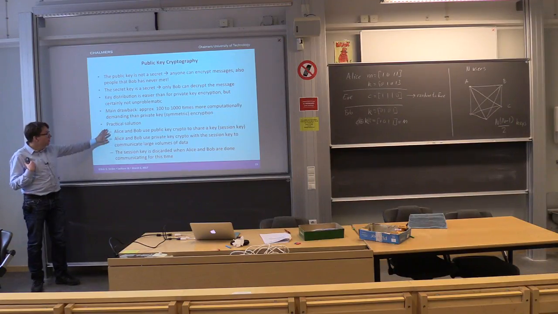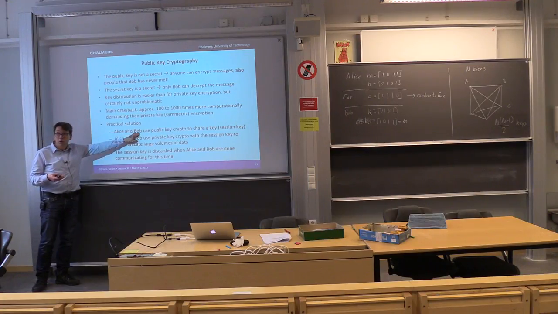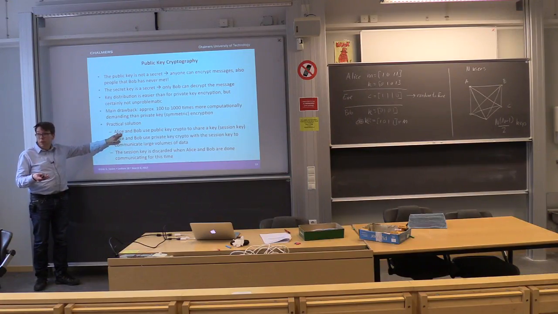Okay, so here, this means that Alice and Bob have never met before, but they can still use private key crypto. So for instance, maybe Bob is Amazon and Alice is a first-time customer. So how are they going to communicate securely? Well, this is the way to do it.